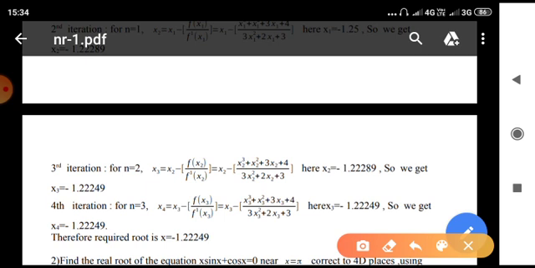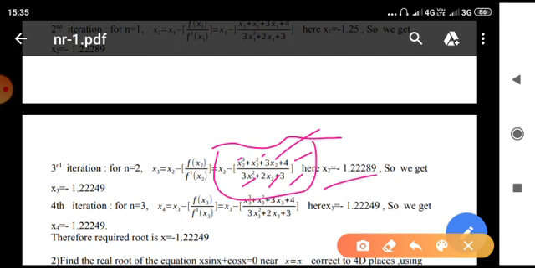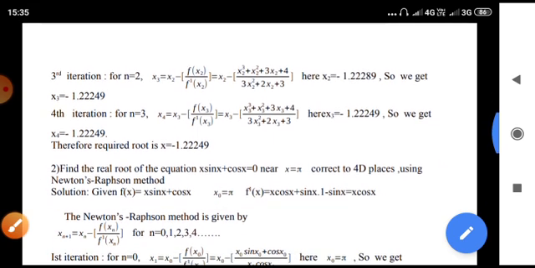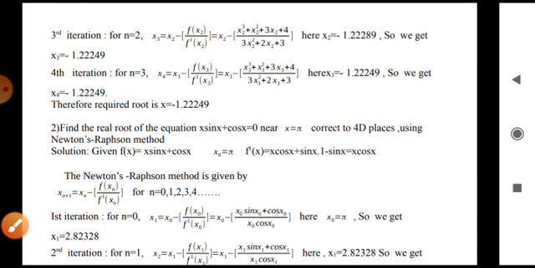Now we obtain third iteration. For n equal to 2, the formula is x3 = x2 - f(x2) / f'(x2). That is x2 - (x2^3 + x2^2 + 3x2 + 4) / (3x2^2 + 2x2 + 3), and we know that x2 is -1.22289. When you substitute these values in this equation, we get x3 as -1.22249. We have to get the answer correct to four decimal places.